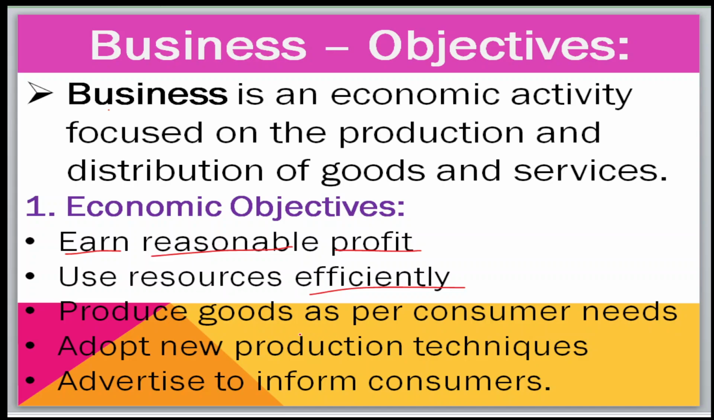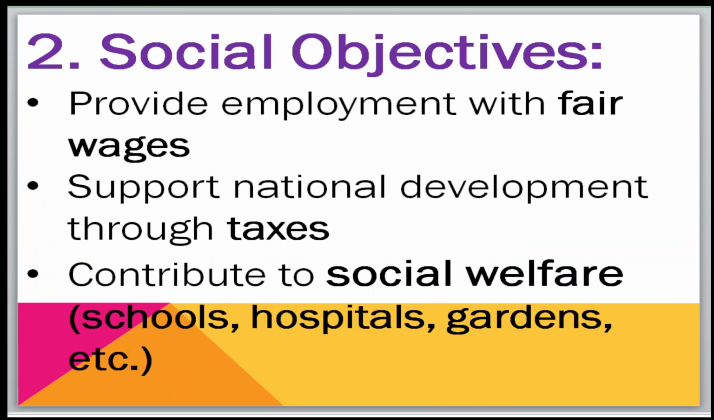Third, a producer should produce goods as per the consumers' needs. Producers should adopt new production techniques, and producers should advertise to inform consumers about the new goods available in the market. Now move to the next one, that is social objectives.